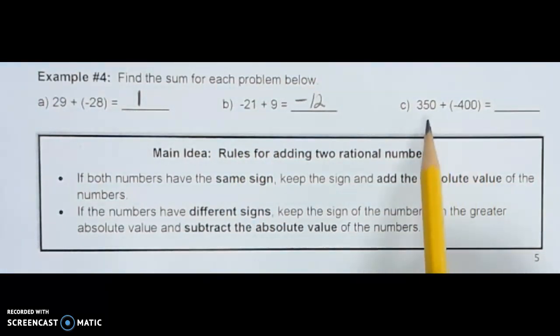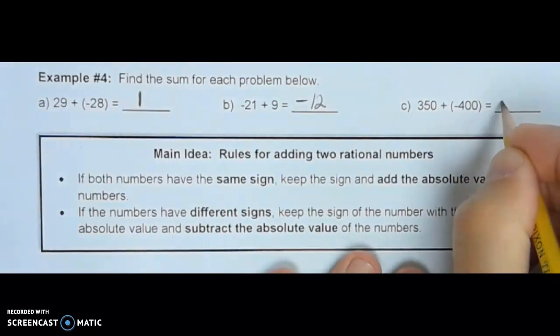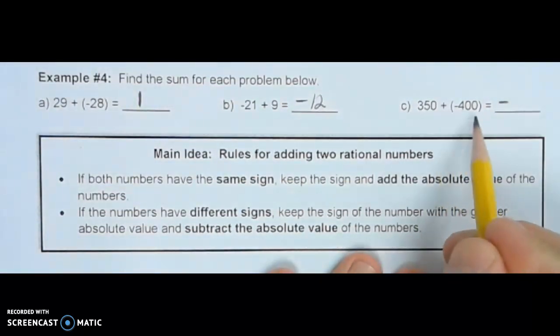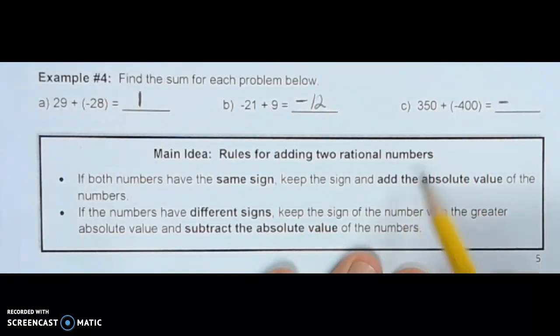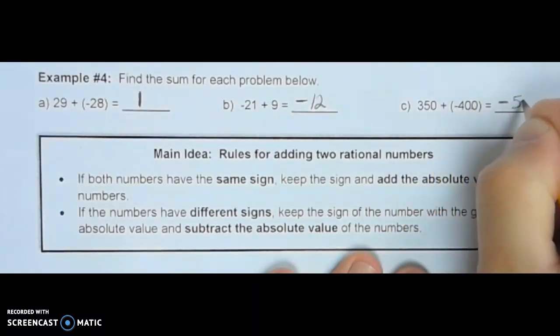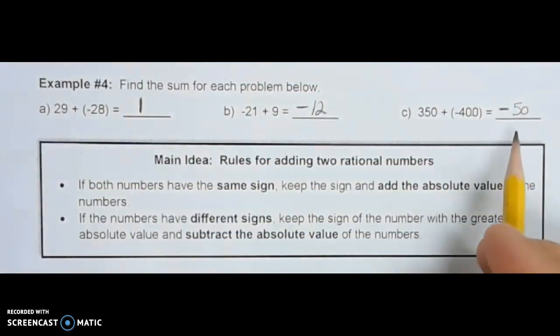In example C, we have 350 plus negative 400. The number with the greater absolute value is negative 400, so my answer is going to be negative. And then because these have different signs, I'm going to subtract the absolute values. 400 minus 350 is 50. So the answer in this case, 350 plus negative 400, is negative 50.